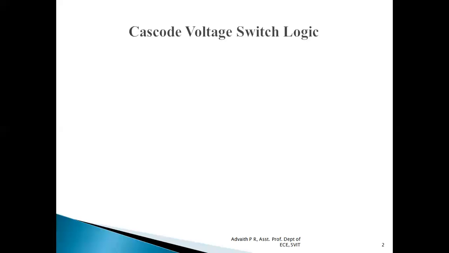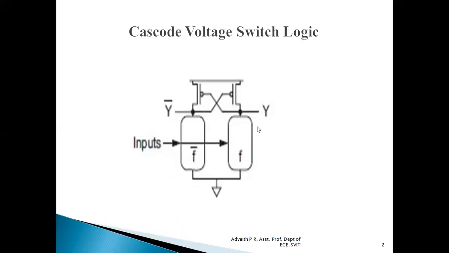It uses both true and complementary inputs and computes both true and complementary outputs using a pair of NMOS pull-down networks and a pull-up network, as shown in the figure. So in this particular figure, if we observe, we have two PMOS transistors, PMOS transistor 1 and PMOS transistor 2, which form the pull-up network.